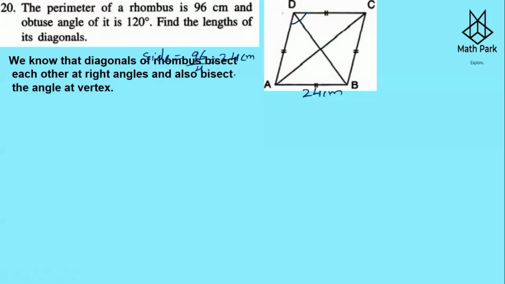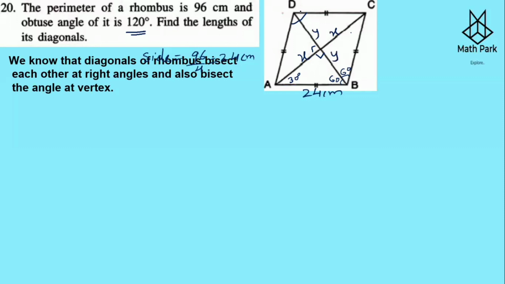And we know that the diagonals of a rhombus bisect each other at right angles and also bisect the angle at the vertex. So if the obtuse angle is 120, then you will have this angle as 60 and 60. Now this is a right angle, so this angle will be 30 degrees. Now we know that the diagonals bisect each other. So let us take this as x and x, and this as y and y.